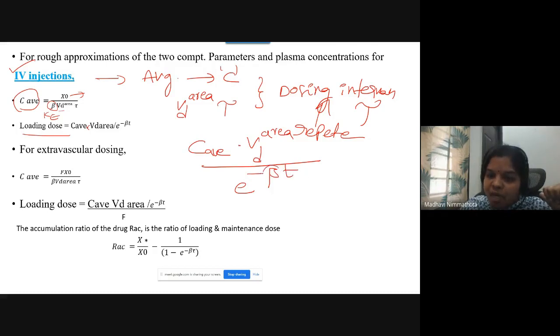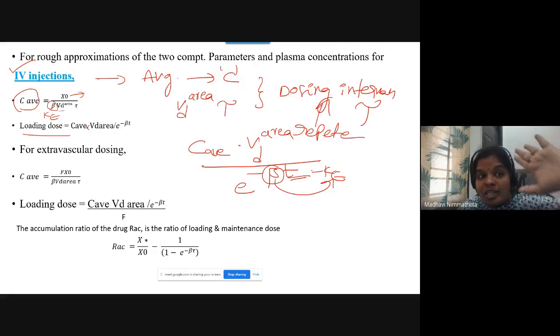Okay, instead of beta you can write minus Ke. So beta always represents the elimination rate constant. This is time, not a time interval. This is time. Why? Here we can take only time.